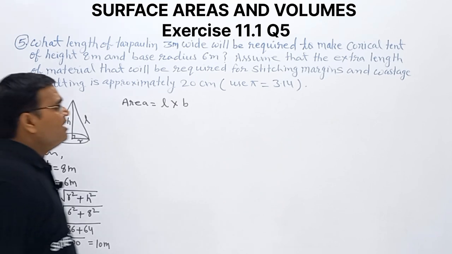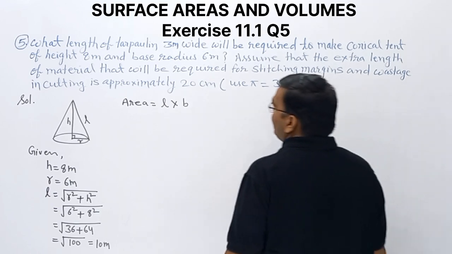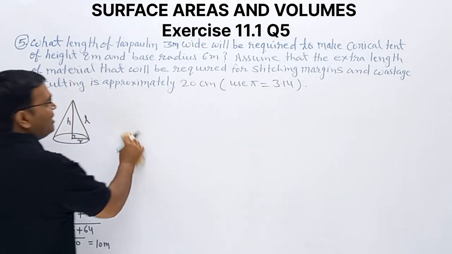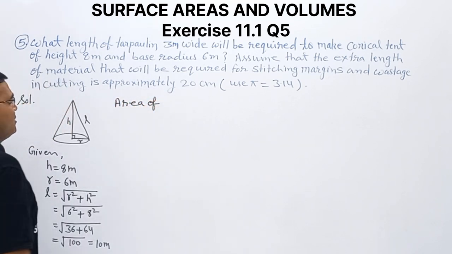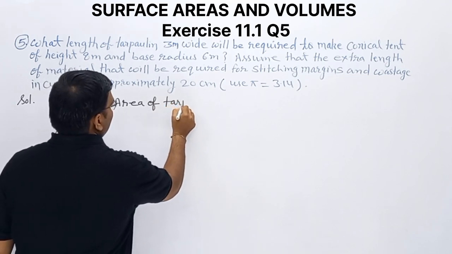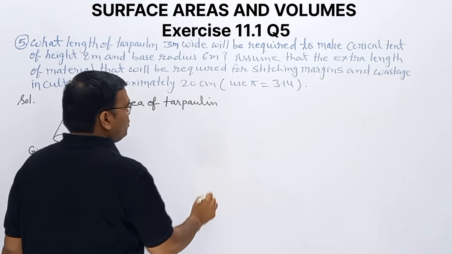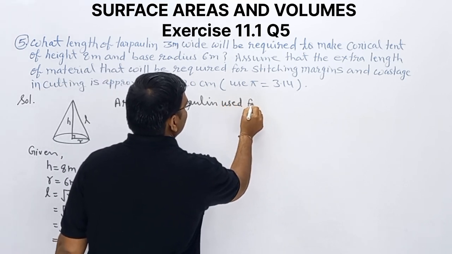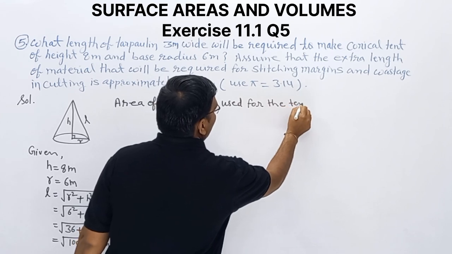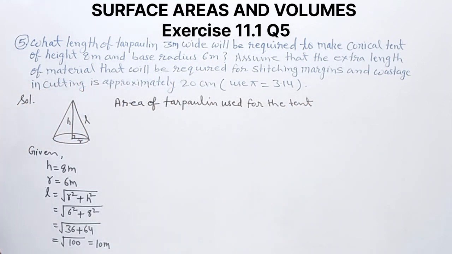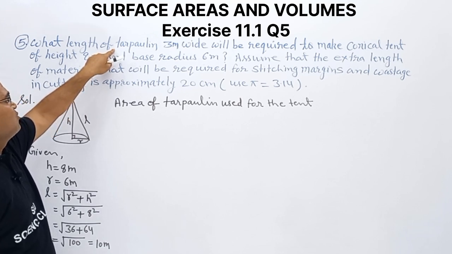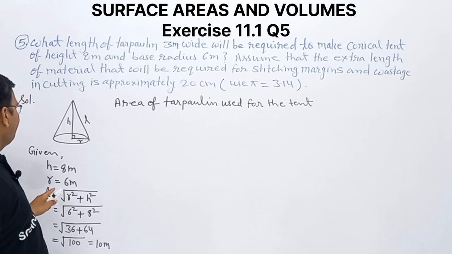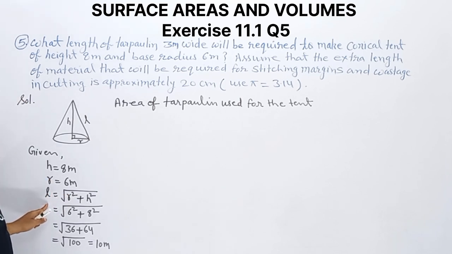Area of tarpaulin used for the tent. What we are doing? We are finding the area of tarpaulin. Why are we finding area? Because we require length, and length equal to area upon width. So width we are having, and radius and slant height we calculated.